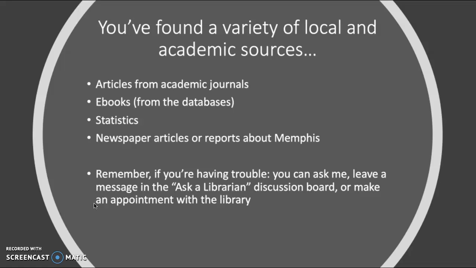You might have found academic journal articles, you might have found some ebooks in the databases as well, you might have found statistics, you might have found newspaper articles or reports about Memphis. And remember that if at any point you're having trouble finding these things, you can ask me and we can work out some search terms or how you might look for stuff. You might leave a message in the Ask a Librarian discussion board, or you might make an appointment with the library, like a research consultation where they can help you learn how to find some stuff.